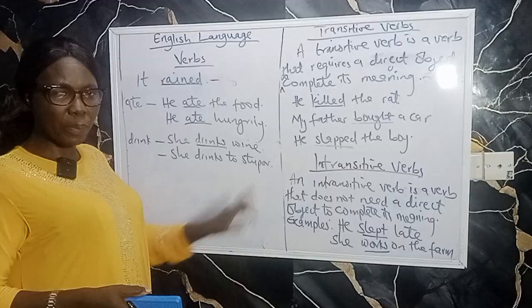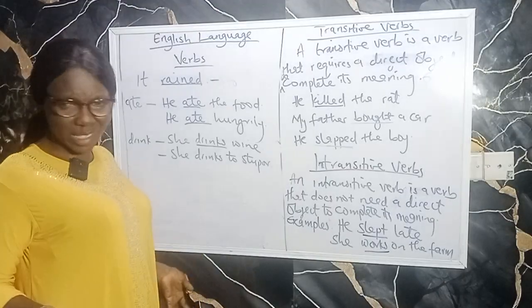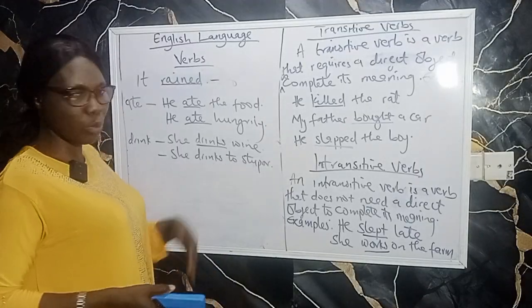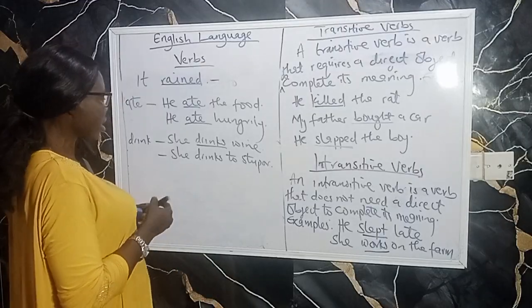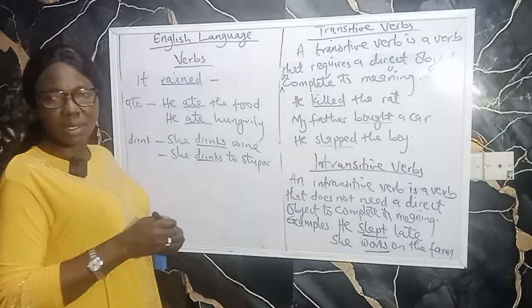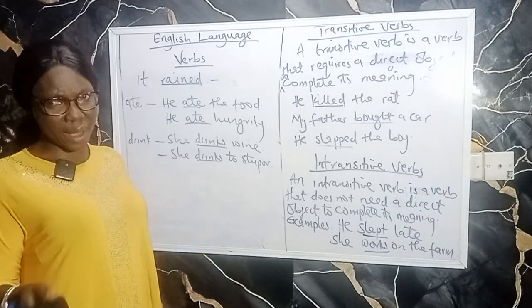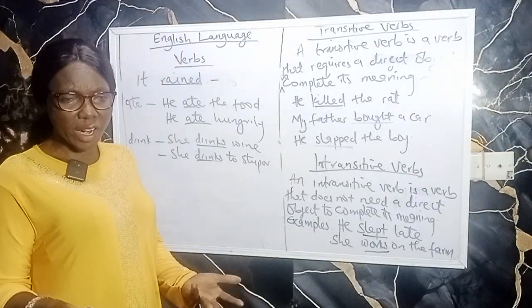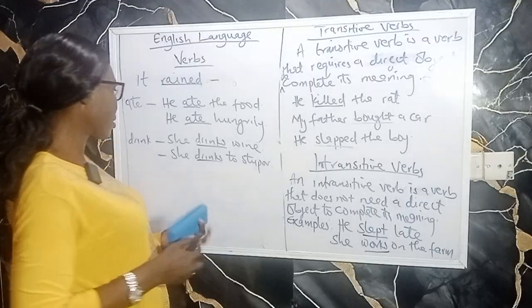She drinks to stupor. So stupor here is just describing how she drinks. That is a regular action. She drinks to stupor, a habitual action. So drinks here is an intransitive verb. Now I want to give you an assignment, and next time we'll write the correction to this assignment before we go to another thing.